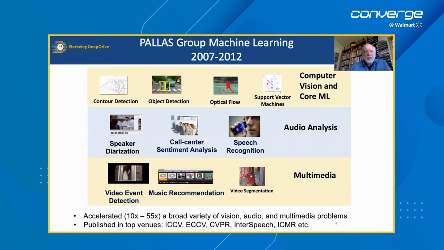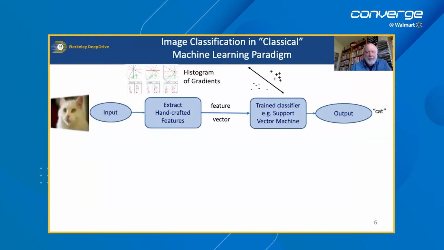Now, my research group worked for a number of years on applying machine learning. In particular, we were focused on accelerated machine learning algorithms, and we did that across a variety of problems in computer vision, as well as core machine learning, audio analysis, and multimedia. And we were, frankly, fairly successful, publishing across a broad set of the top venues for those areas.